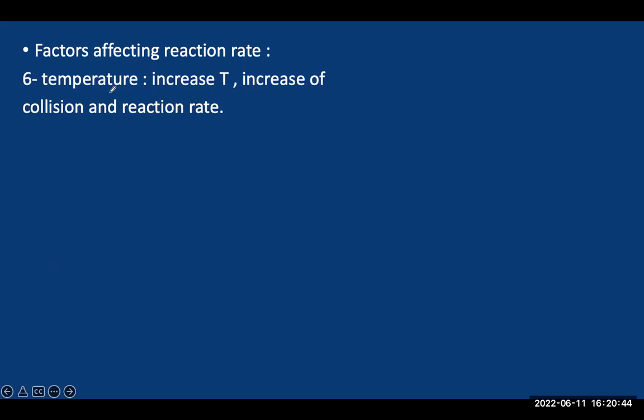Okay, the last one is temperature, and inshallah we will talk about it in detail in a separate video. Temperature first, increasing temperature. What do you need to know about temperature? Increasing temperature means increasing the kinetic energy. And if we increase the kinetic energy, the number of collisions will increase. And if the number of collisions increases, it means the rate will increase.